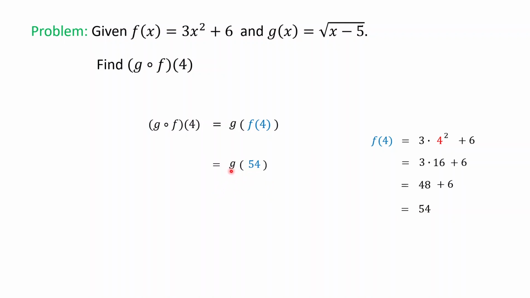Now you need to find g of 54. So this is the function g. You need to substitute 54 for x. So this is equal to square root of x minus 5, where x is 54, so square root of 54 minus 5. That is equal to square root of 49, which is 7. So this is the answer.